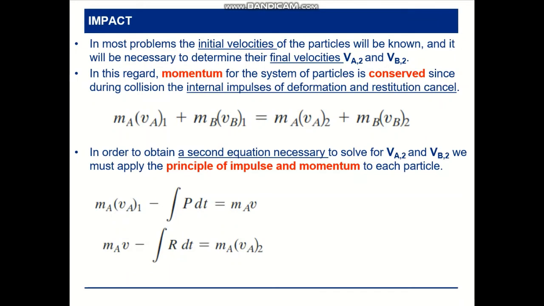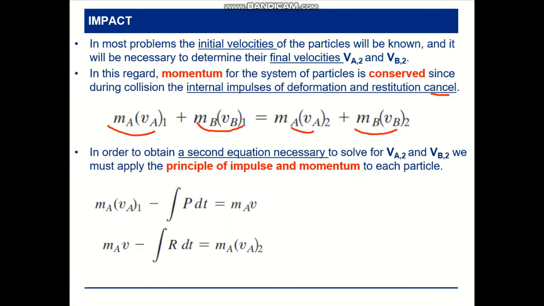In most problems, the initial velocities are known, and then we are going to obtain the final velocities after the collision. In this regard, momentum for the system of particles is conserved, since during collision the internal impulses of deformation and restitution cancel. So that's why we are taking out the impulse term, and we know that the initial momentum is going to be equal to the final momentum, right?